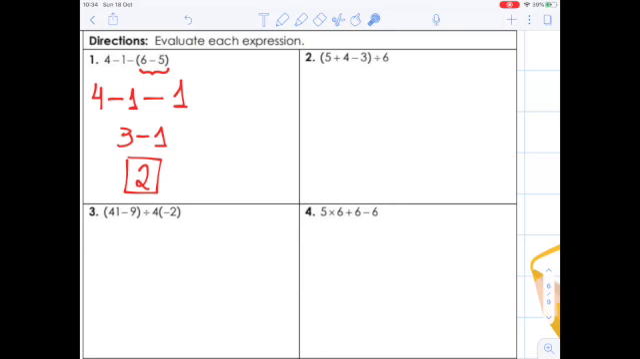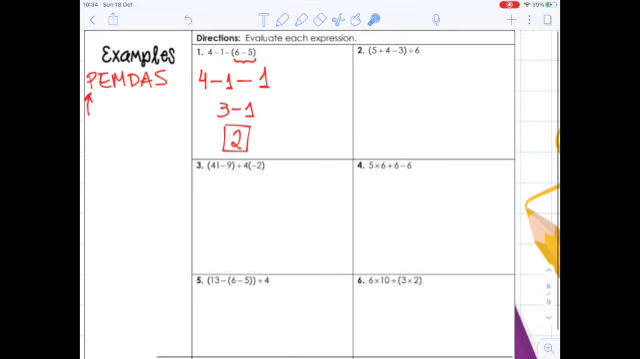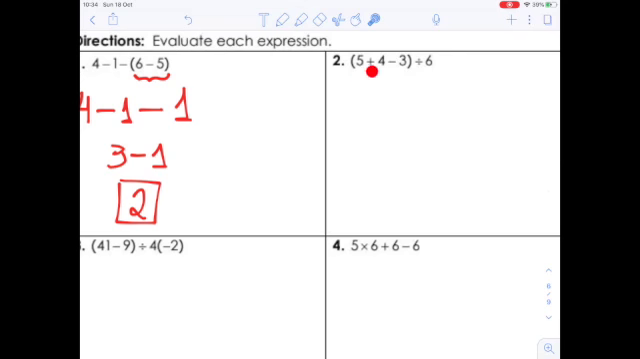Second question over here, I have 5 plus 4 minus 3 divided by 6. According to PEMDAS, the first thing I should do is parentheses. If you take a look inside my parentheses, I have two operations, right? I have an addition and a subtraction. But addition and subtraction are equivalent. It doesn't matter which one we do first, so I'm just going to go ahead and do this all at once. 5 plus 4, 9.